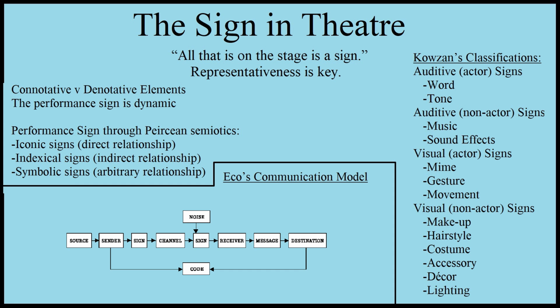So this is why we get into the idea of connotative versus denotative elements. The connotation is something more metaphorical, or something implied. Denotative is something that is real. It's easiest to think of it in terms of language because you can just translate it. Denotation is the actual dictionary definition of a word. Connotation is what that word means.